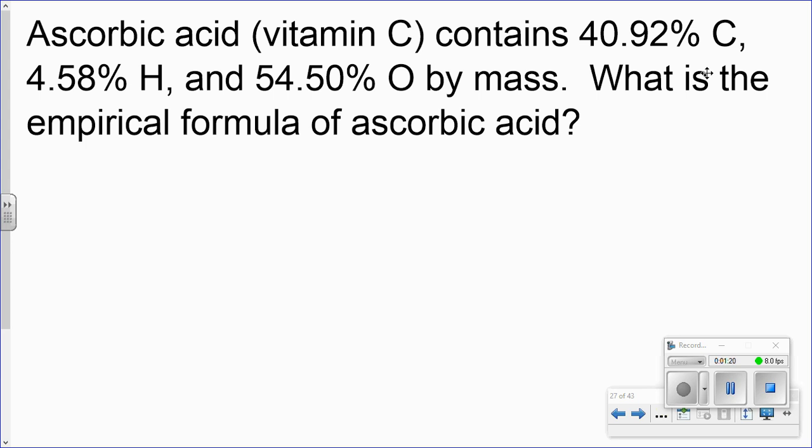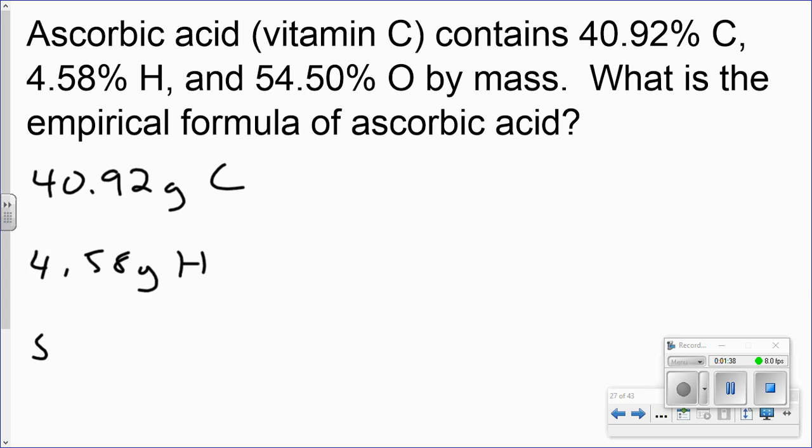It doesn't matter what sample. We'll just say it's 100 grams. So we're just going to conveniently convert these percentages to grams, since I have 100% of whatever sample I have, no matter its size. So 40.92 grams of carbon, 4.58 grams of hydrogen and 54.50 grams of oxygen.